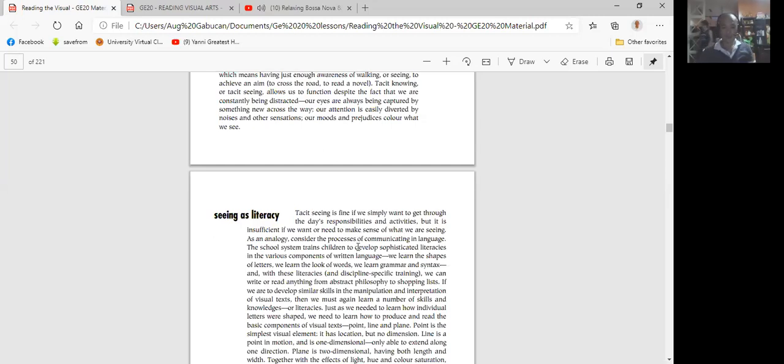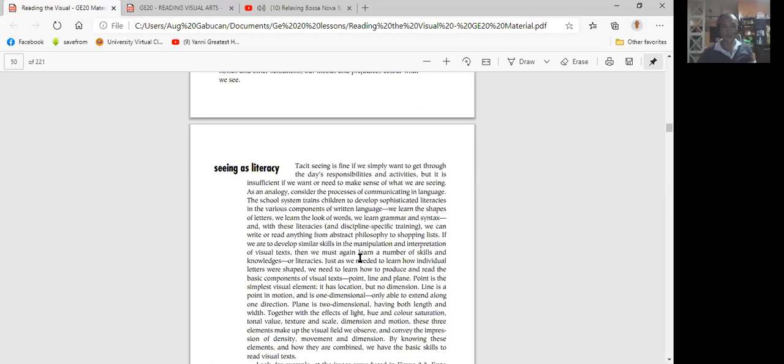As an analogy, consider the process of communicating in language. In school, we were taught how to write letters, to learn the shapes of letters, to look at words, to learn grammar and syntax. And with these literacies and discipline-specific training, we can write or read anything from abstract philosophy to a shopping list. But if we are to develop similar skills in manipulation and interpretation of visual text, then we must again learn a number of skills and knowledges, or literacies, such as we needed to learn how individual letters were shaped.